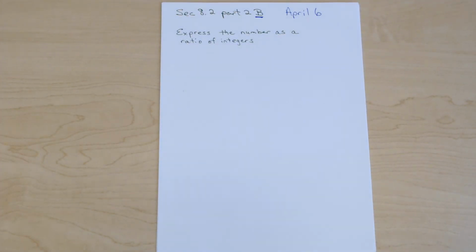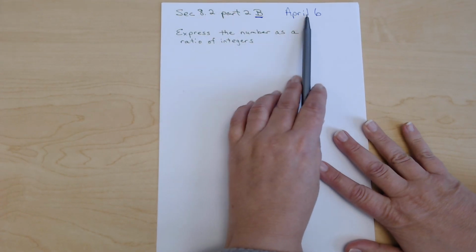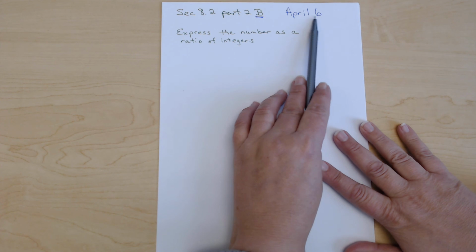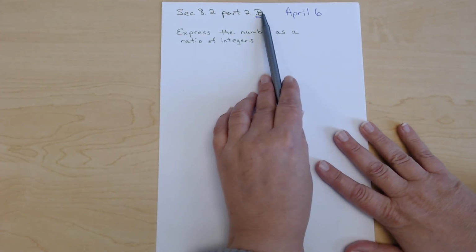Okay, guys, so the very last part of 8.2. So this is still, make sure it focuses here. Okay, this is still for April 6th, part B. We're going to do one last thing, 3 examples.